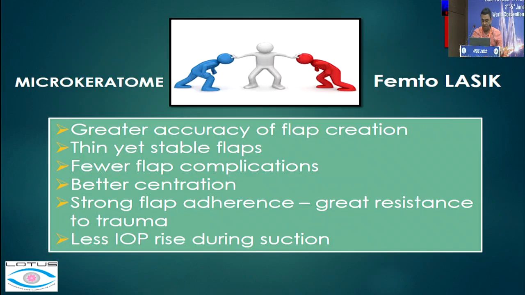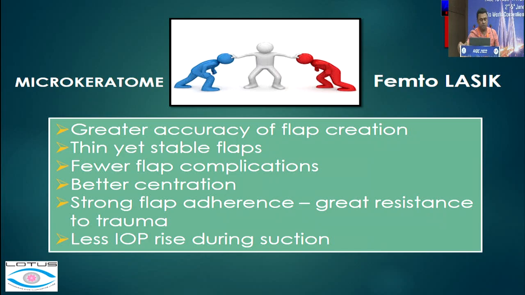hemorrhage. The advantage of Femto LASIK is you have more accurate flaps. You intend to make a flap of 100, you get plus or minus 10 microns, whereas with microkeratome flaps, you will not be so accurate. These flaps, even if you make thin flaps, are planar and very stable. All the complications which can happen with microkeratome are very few with Femto flaps.